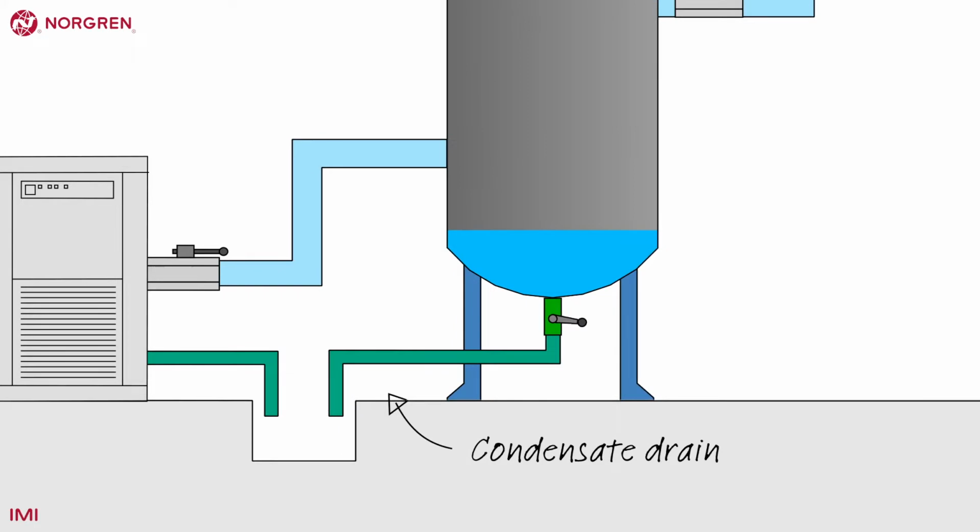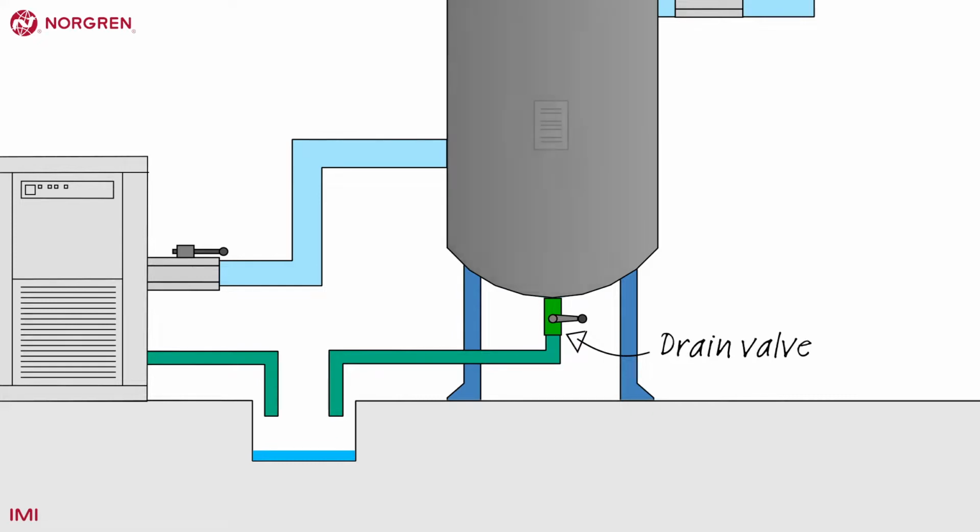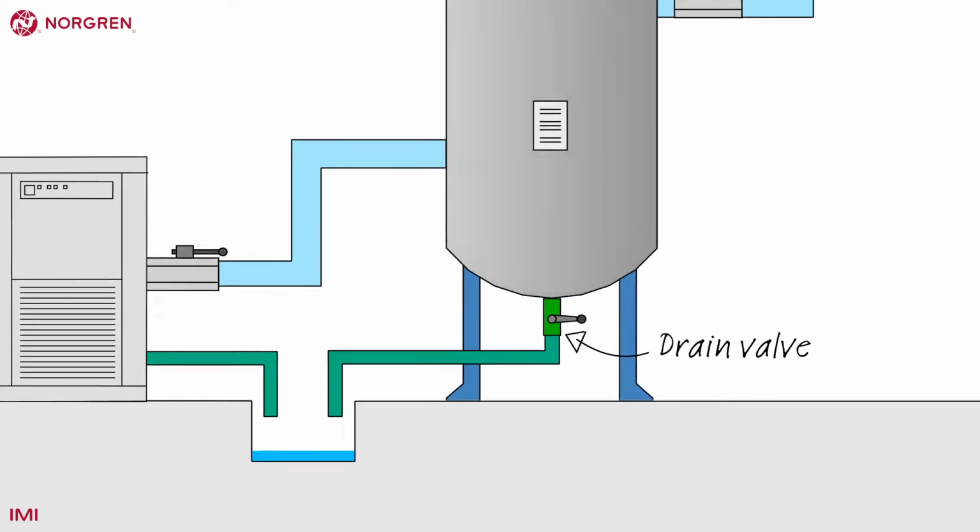The condensate drain allows that water to drain away. It may be a legal requirement in your country to dispose of this correctly, as it could contain oil and other contaminants. The drain valve allows this drain to be switched on and off.